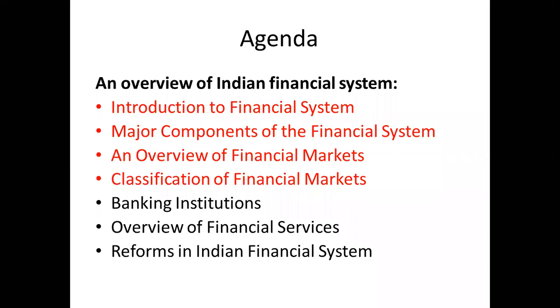So for today's agenda, we have 4 topics to be discussed. One, what is the financial system prevailing in our country? Second, major components of the financial system. Third, an overview of the financial markets in our country. And the last agenda for today's class is classification of the financial markets. The banking institutions and financial services are the topics which we are going to discuss in the next session.